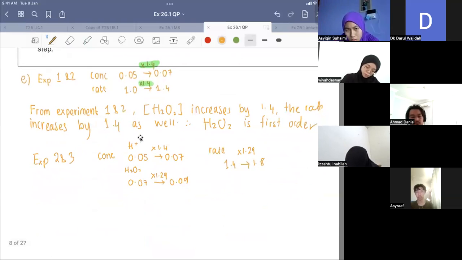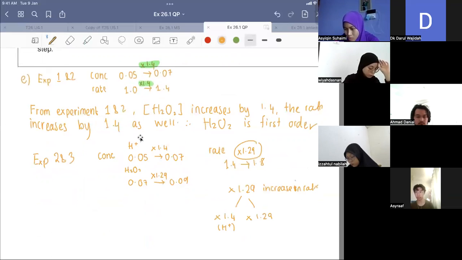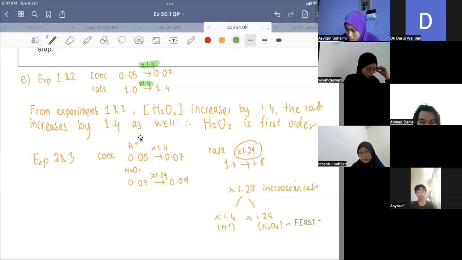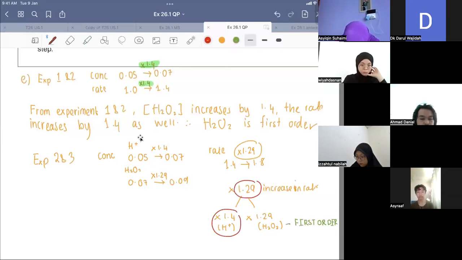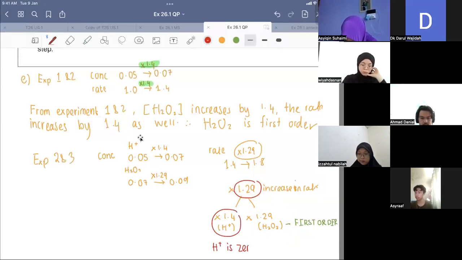Okay, so this increase in 1.29 in rate is actually a combination of increase in 1.4 of H plus and increase in 1.29 of H2O2. So this is H plus, this is H2O2. We already know that H2O2 is first order. So if we increase H2O2 by 1.29, the rate should increase by 1.29 as well. Okay. And can you see that increasing the H plus actually does not have any effect on the rate? Can you see that? So this increase in 1.29 is actually only contributed by the increase in H2O2. So this suggests that H plus is zero order.